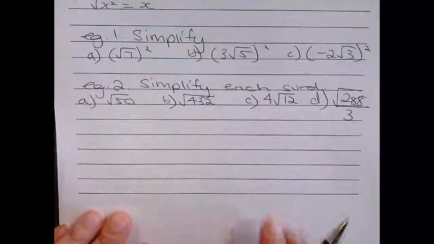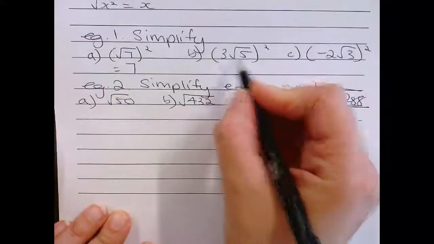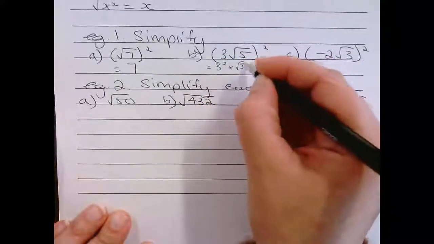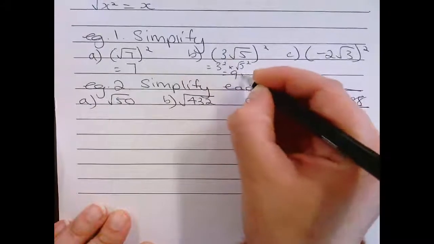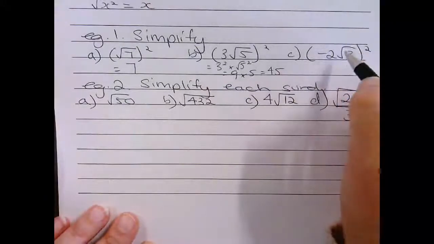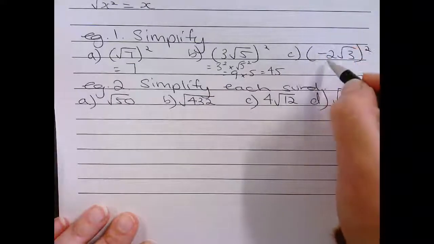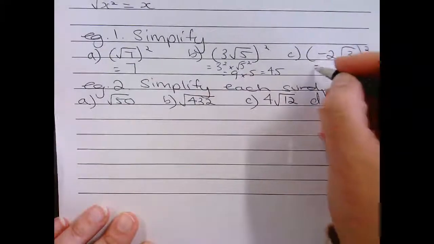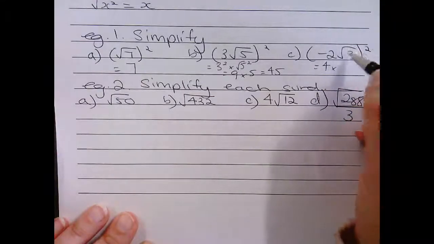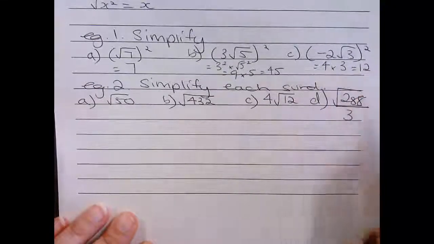Simplify. The square root of 7 squared is just 7. 3 root 5 all squared, well that is like 3 squared times root 5 squared. 3 squared is 9 times 5 is 45. In here, I can do that a little bit quicker too, to save on space. So minus 2 squared is 4, because minus 2 times minus 2 is positive 4. And root 3 squared is just 3, so 4 times 3 is 12.